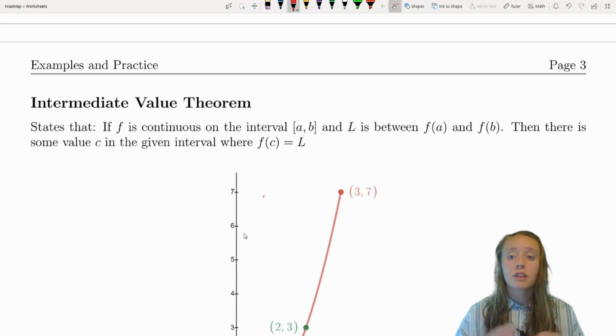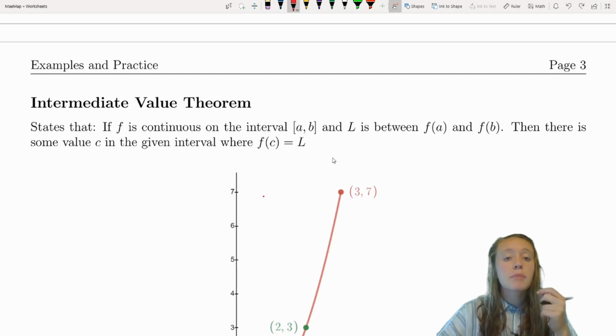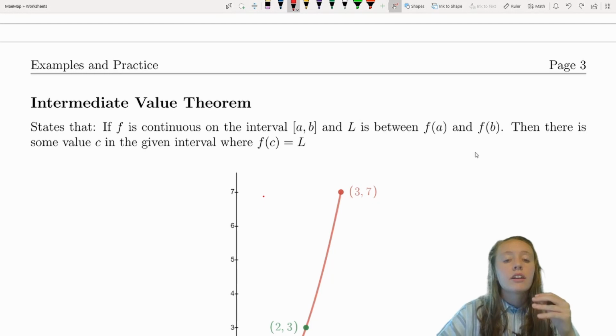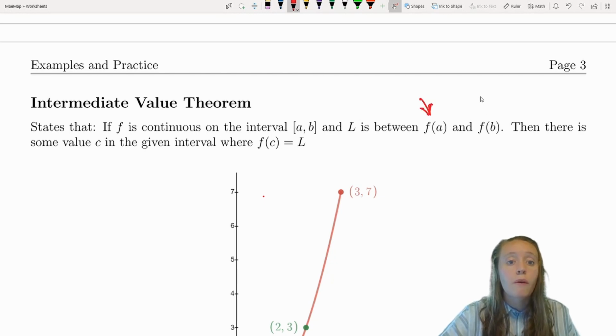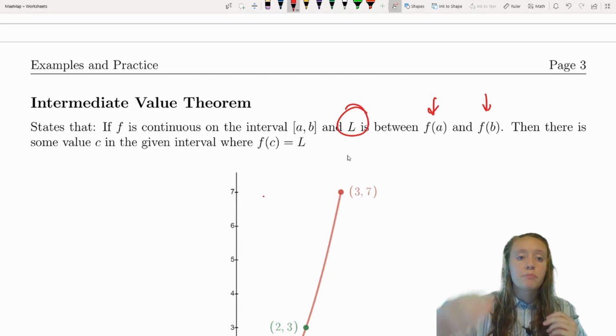The intermediate value theorem states that if f is continuous on the interval from a to b, meaning that a and b are included, you can see those square brackets, and L is in between f of a and f of b. So L is some value, let's call it a y value, that's between these other two function values, whatever f of a is and whatever f of b is.